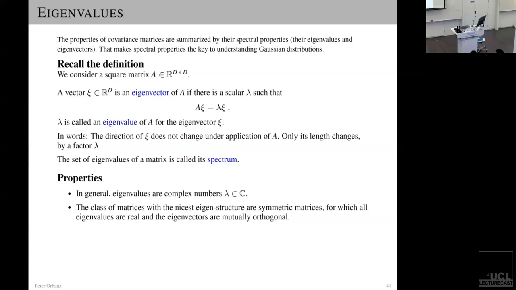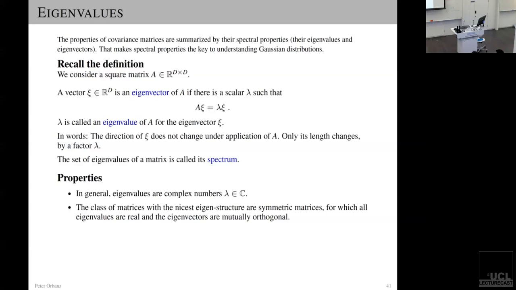Okay, now in general, for an arbitrary matrix, the eigenvalues are complex numbers. No worries, we don't need that here. But in general, they are complex numbers. And there is a particular class of matrices that has a really nice eigenstructure. And those are the symmetric matrices. So symmetric in the sense of self-adjoint. If you take the transpose of the matrix, as you flip it across its diagonal, you get the same matrix back. Yeah? And one implication of symmetry is that all the eigenvalues are real.